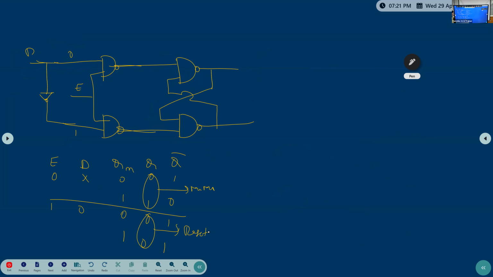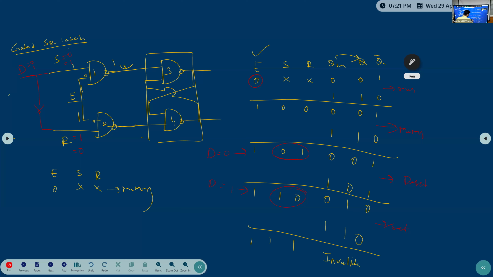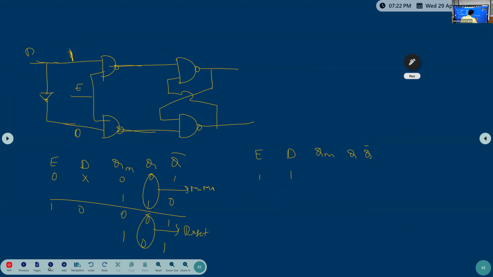So now next. E is 1, so D is 1. D is 1, this one becomes 1, this one becomes 0: the 1, 0 case. For this circuit, the 1, 0 case, what are we getting? 1, 1. That means we are getting the set case, so Q is 1. This output becomes 1. So these are the cases. This is the memory, this is reset, this is set.